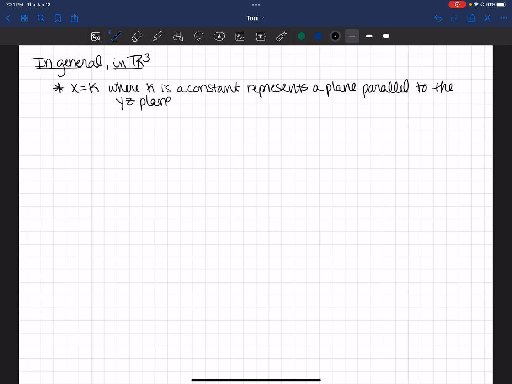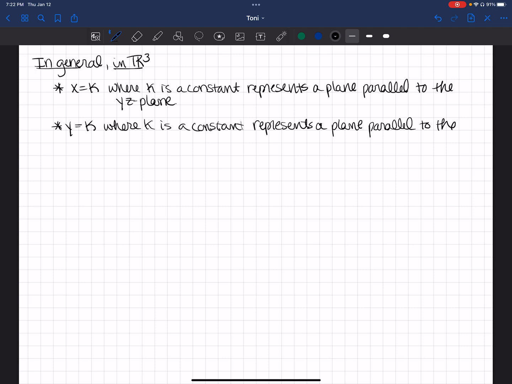Okay, so you'll notice a pattern here. We have X equals a number that's going to be parallel to the YZ plane. So let's think about it. If I have Y equals K, where K is a constant, what's it going to represent? What do you think? It represents a plane parallel to which plane? Well, you guessed it, the XZ plane.